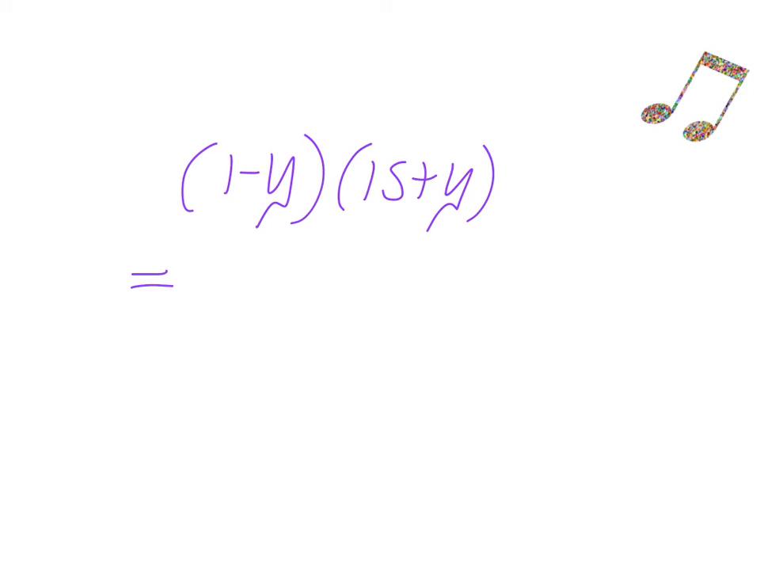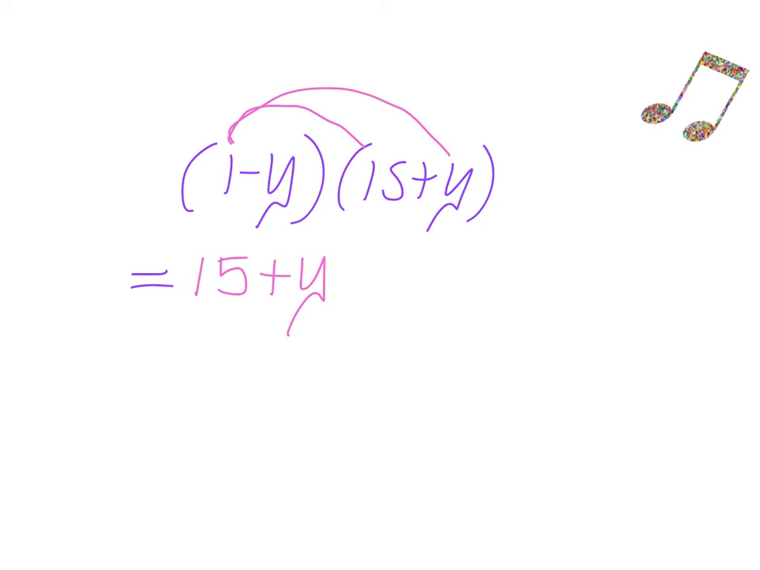Exactly the same principles apply. So I take the first term, which is the 1, and I multiply all of that second bracket by 1. 1 times 15 is 15, and 1 times positive y is plus y.